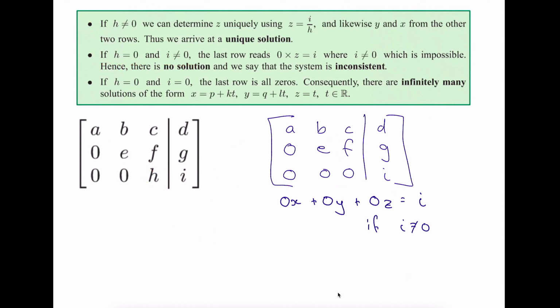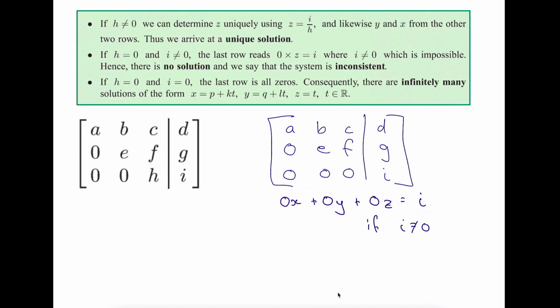That potentially can happen. The last dot point is saying, if we do get zeros here, but I is also equal to 0, then this bottom line would tell us that 0 lots of x plus 0 lots of y plus 0 lots of z is equal to 0. Well, it doesn't matter what x, y, z you put in there, it's always true. It's true all the time. So what that tells us is there must be an infinite number of solutions that will work for that series of equations.